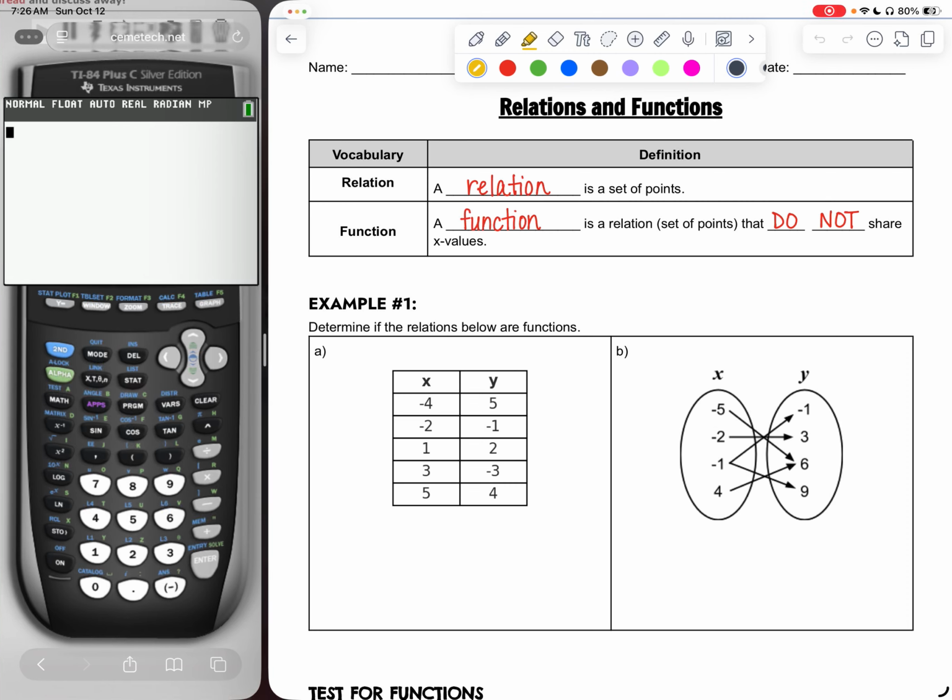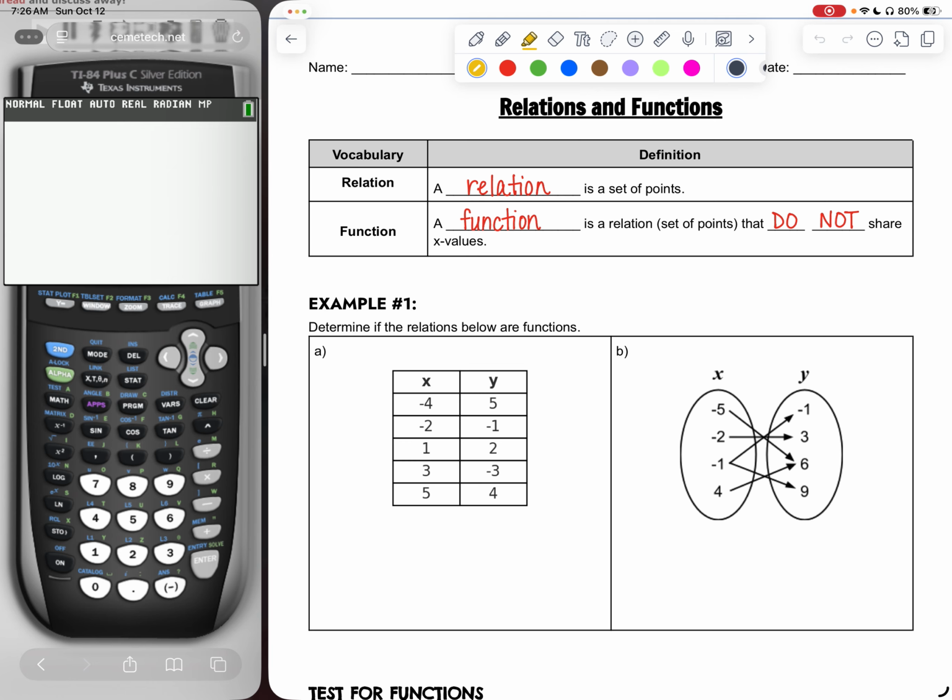Hello, today we're going to talk about relations and functions. So let's look at some important vocabulary before we begin some examples. A relation is nothing but a set of points. That is a combination or a list of points, whether it is in a table, a mapping diagram, or a list of points listed out separated by commas.